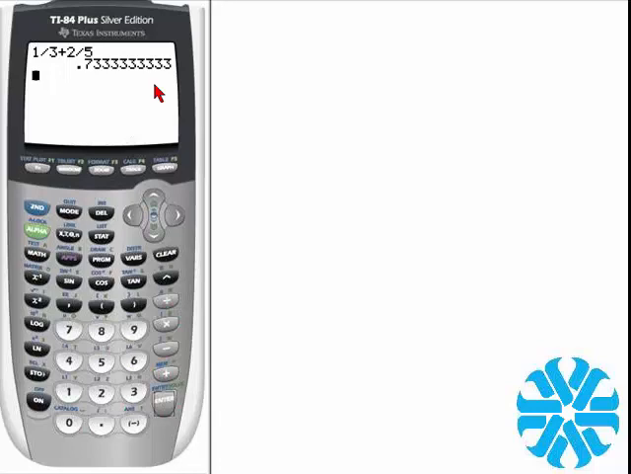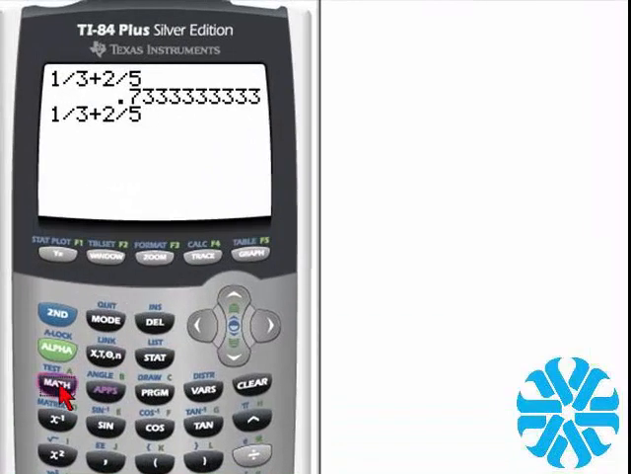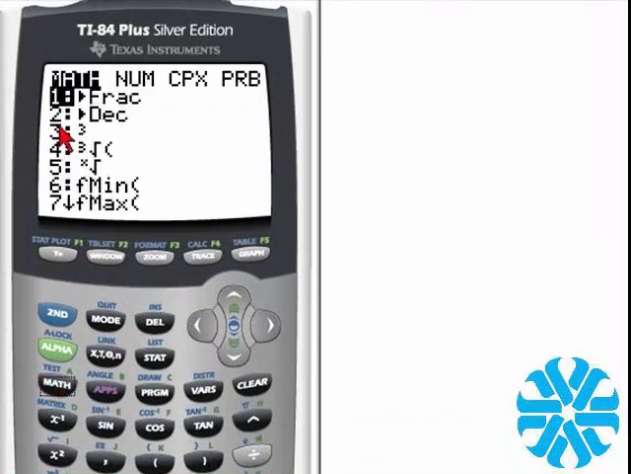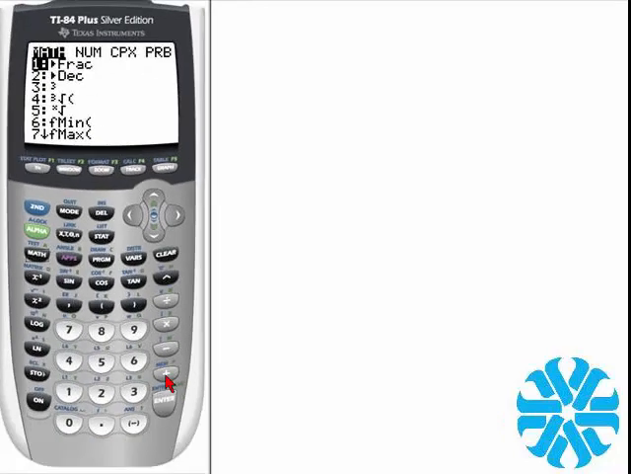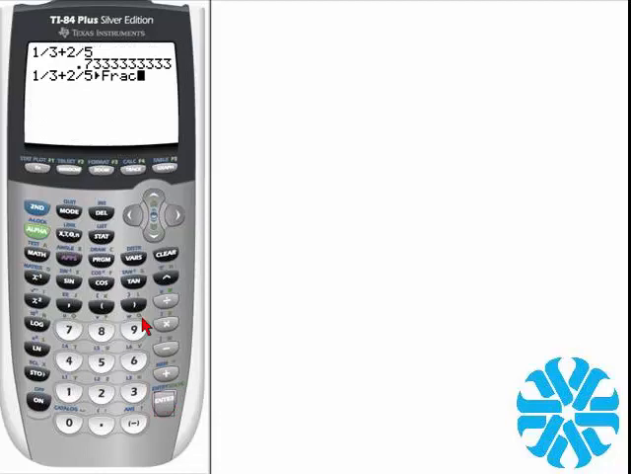So let's do the same computation. 1 divided by 3, or 1/3, plus 2 divided by 5, which is 2/5. Now what we're going to do is go to the Math button, and you can see option number 1 says frac. That represents fraction. So we'll just hit enter here. It's going to take 1/3 plus 2/5, and represent the answer in fractional form. That's what that command does for you.